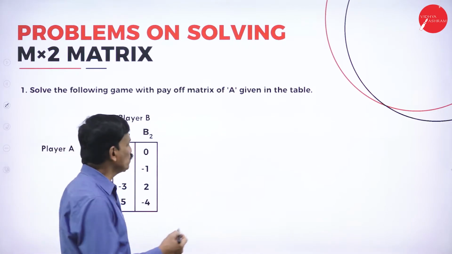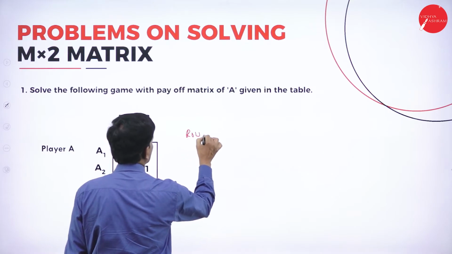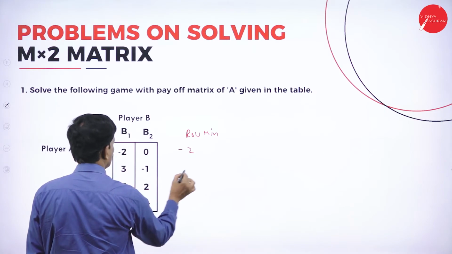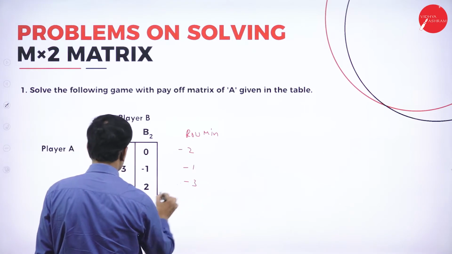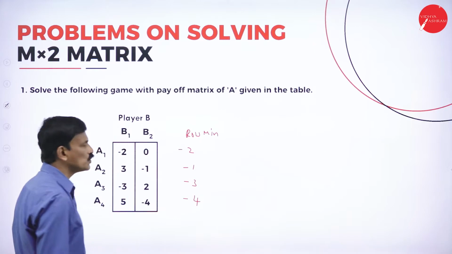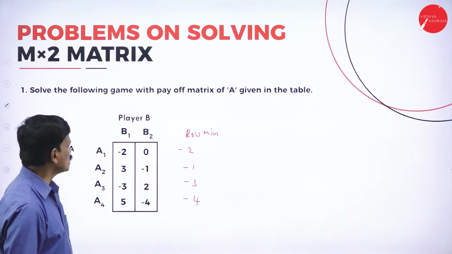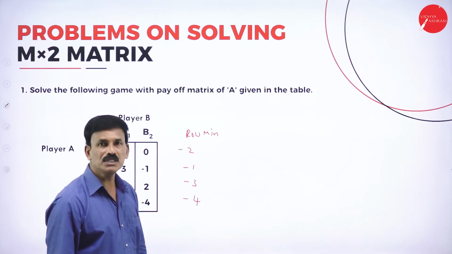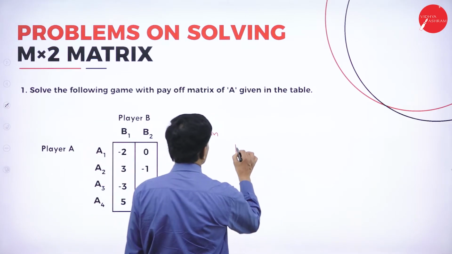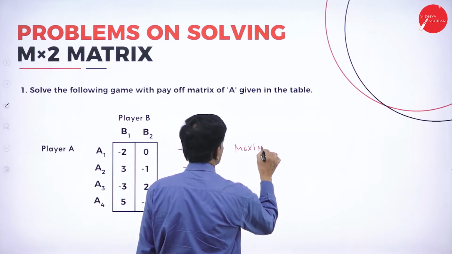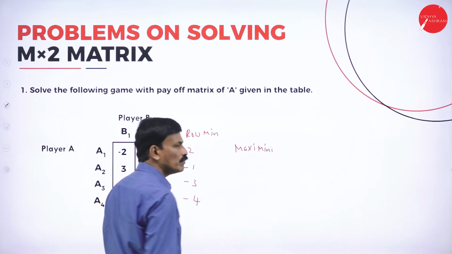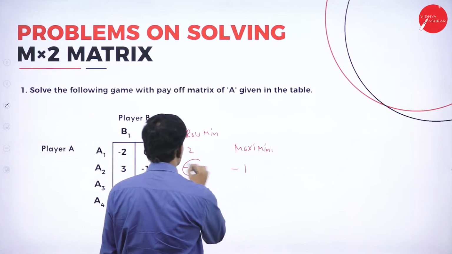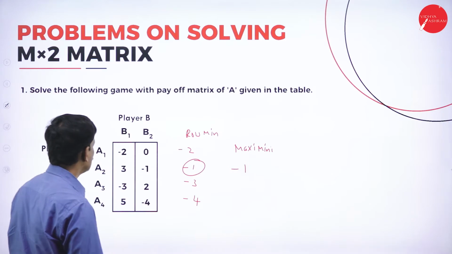First find out the row minimum. The row minimum is minus 2, here it is minus 1, again minus 3 and minus 4. The row minima are minus 2, minus 1, minus 3 and minus 4. Now find out the maximum of these minimums, the maximin. What is the maximum value? Minus 1 is the maximum value.